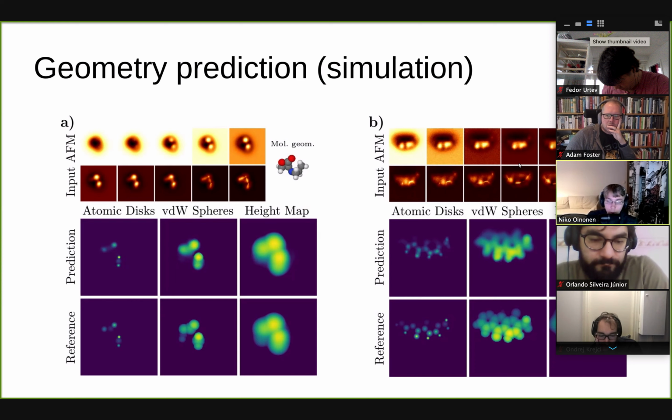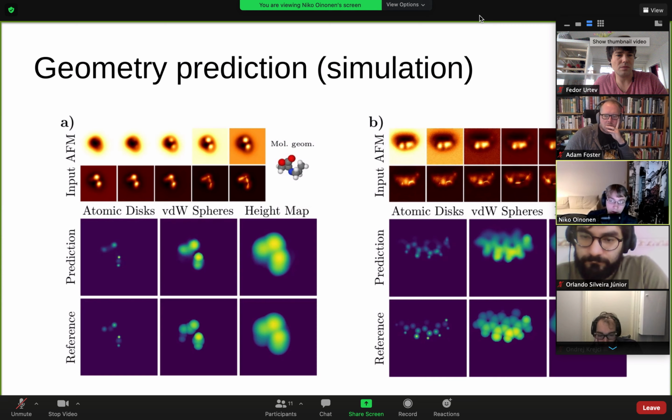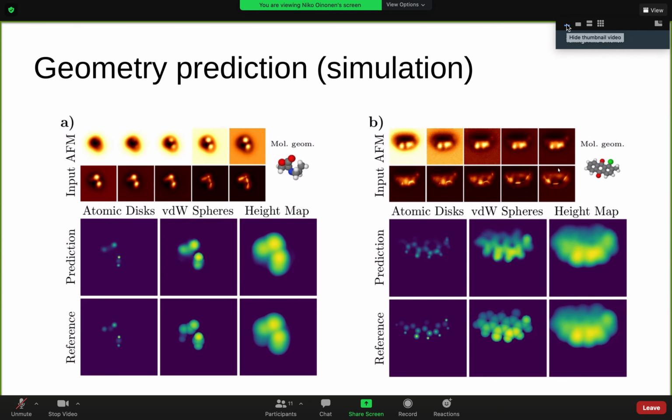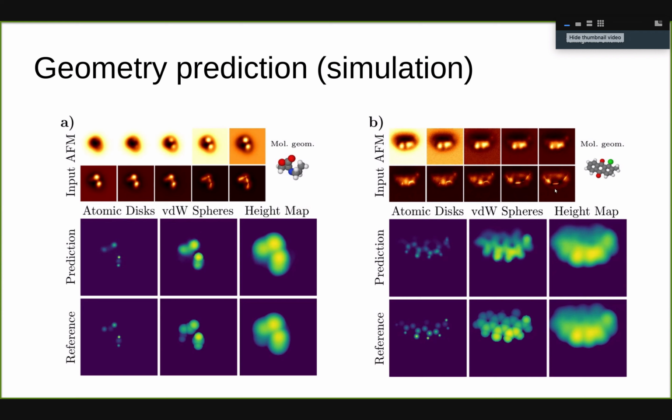And here's another example which exemplifies how this could be useful. We have this molecular geometry which is very flat, but it's at a tilt, which makes the AFM images very difficult to understand. But the model prediction quite clearly shows the carbon ring structure that the molecule has. And again, the prediction is a bit blurry, but overall it's very good.